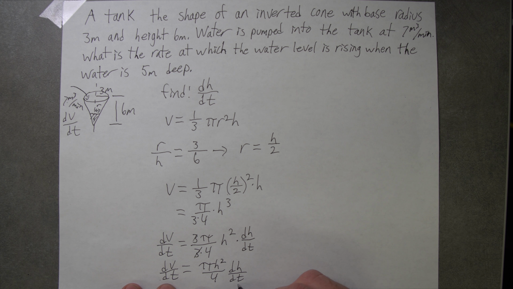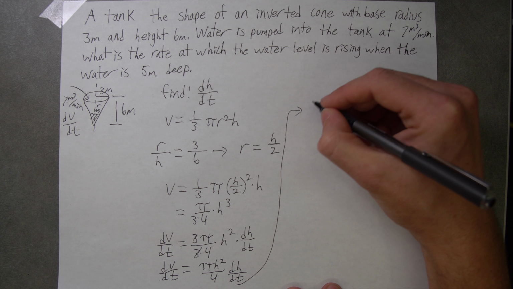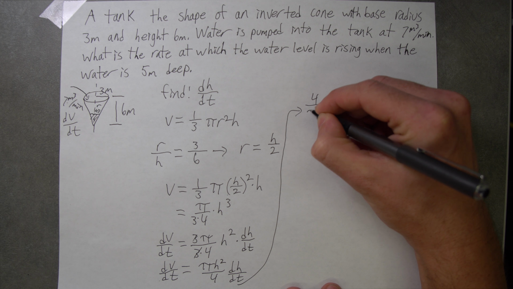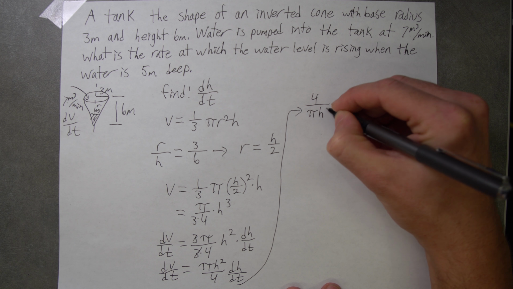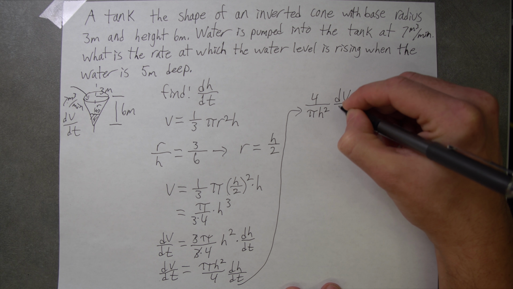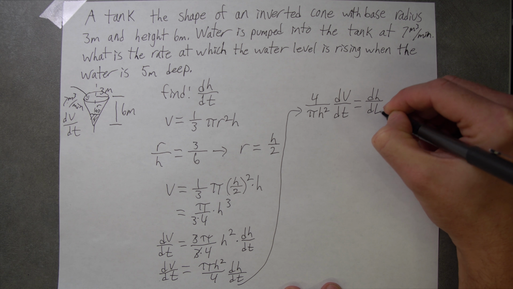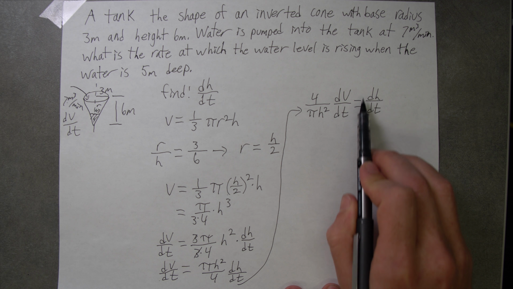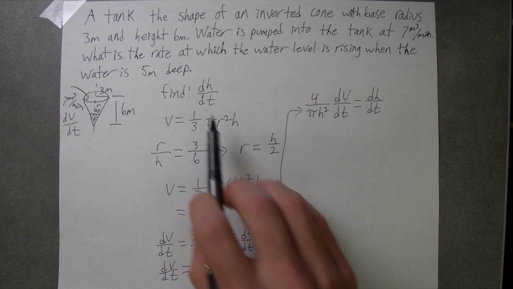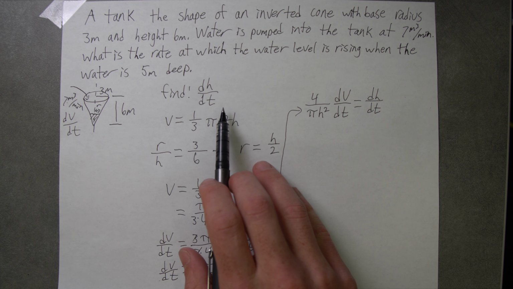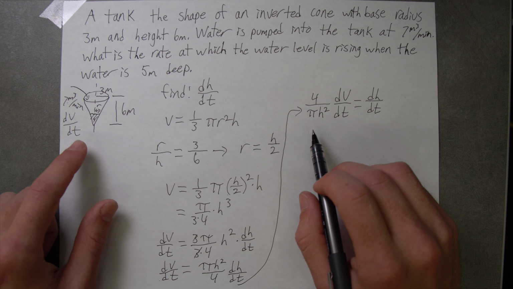So we're going to move up here for our second row, and we're going to rearrange this equation. We're going to multiply both sides of this equation by 4 over pi h squared. So we get 4 over pi h squared times dV/dt is equal to dh/dt. The reason we're doing this is because we want to isolate dh/dt onto one side, because that is what we're looking for.